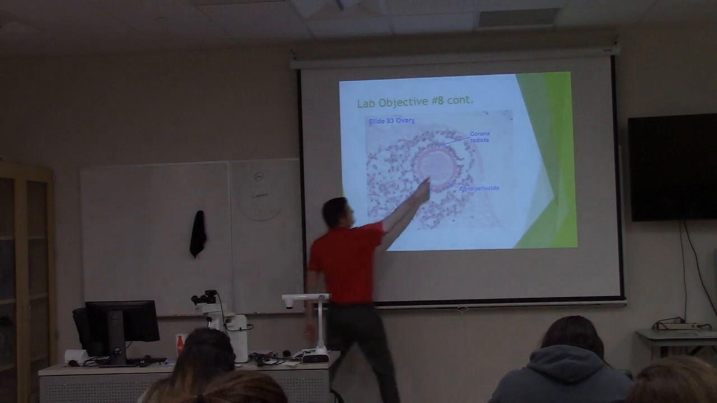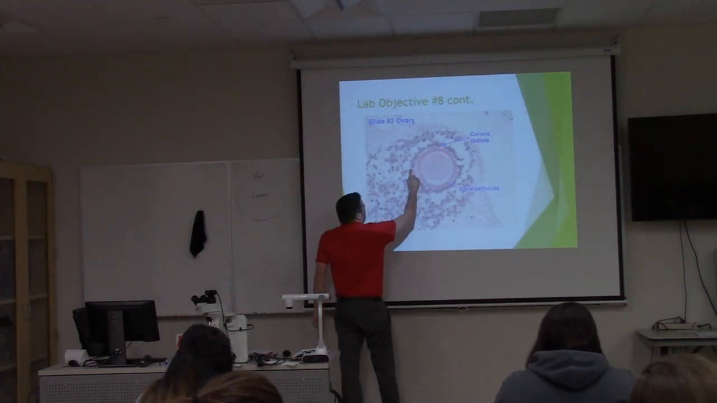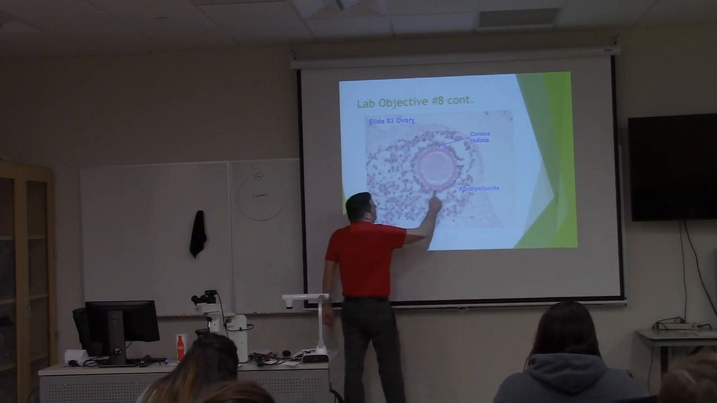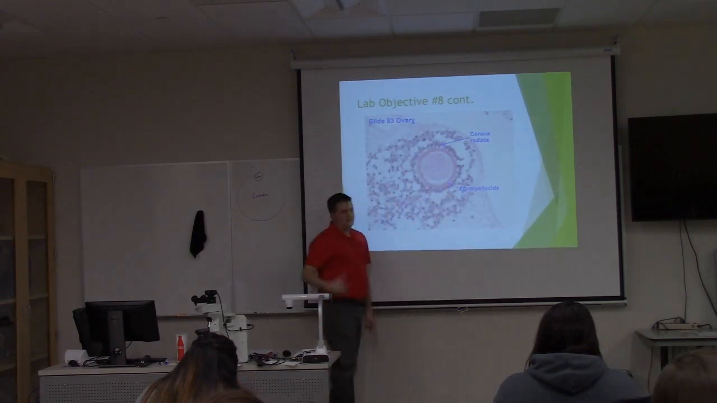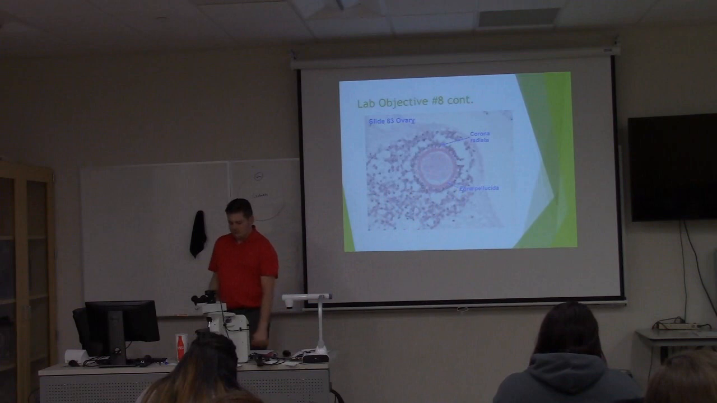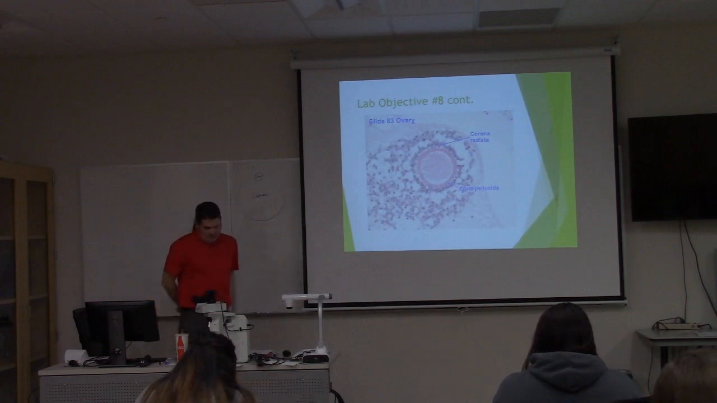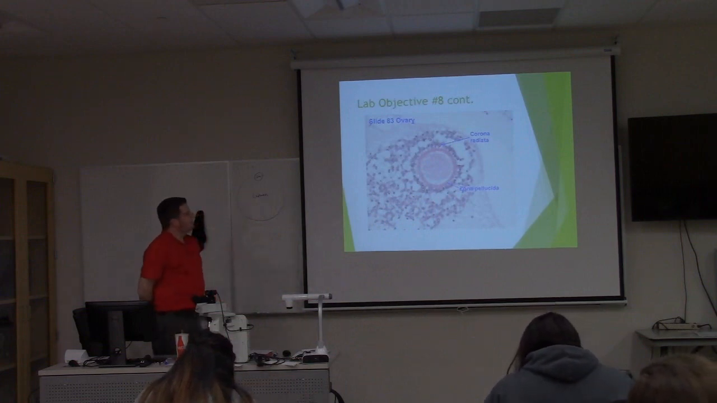And the corona radiata, these are granulosa cells right here, and they help mature the egg or give the egg nutrients and things like that. Granulosa cells is the corona radiata. So it's kind of a layered thing here.